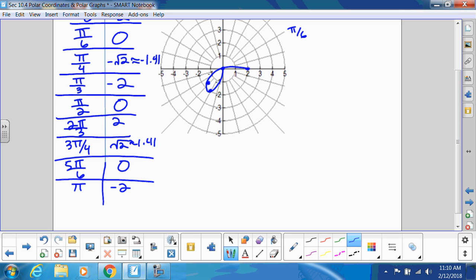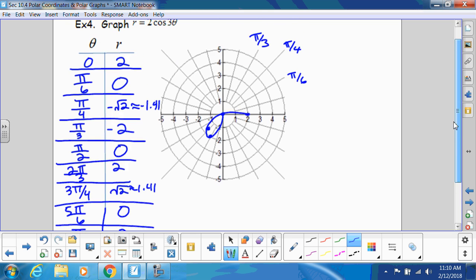So let's see what we got after doing that. So we left off at pi over 2. 2 pi over 3 is at 2. So again, here's my 2 pi over 3. And I have a positive radius of 2, so that's right here. And then 3 pi over 4 is a positive 1.4. So that's like about there. 5 pi over 6, reminder where that is.